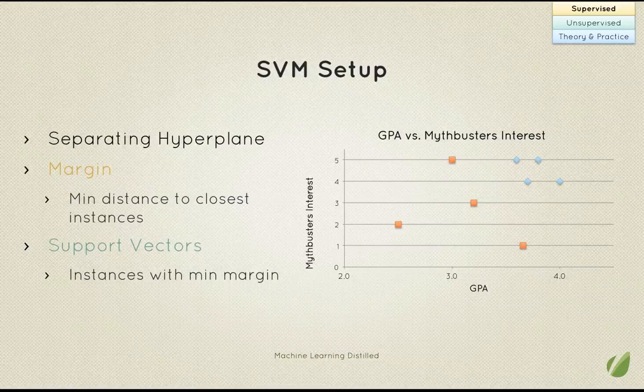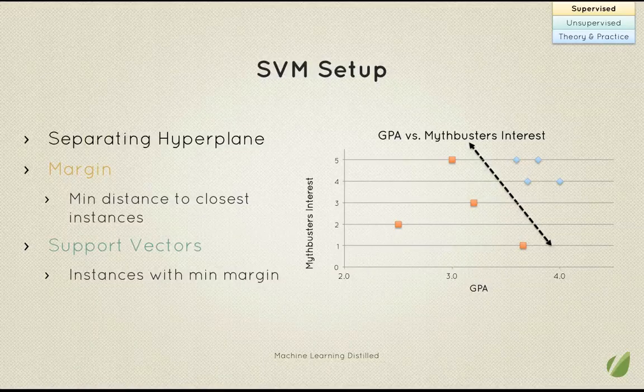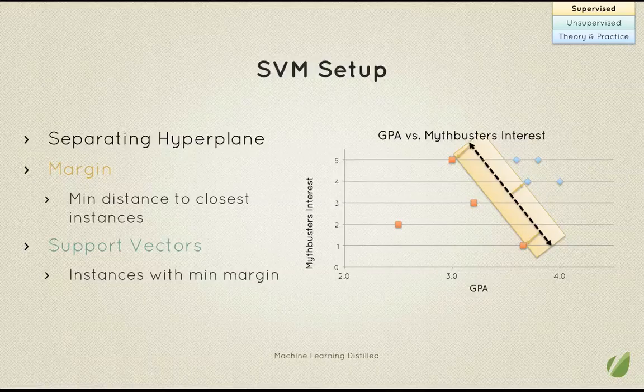So as we've already seen, the first element of the support vector machine is the separating hyperplane, which looks something like this. The next element is the margin. And the margin is the minimum distance to the closest instances to the separating hyperplane. So in this example, this is the margin, and you can see the distances shown with the yellow arrows. The support vectors are the instances that sit along this minimum margin area. So in this case, these 3 instances are the support vectors. We can imagine them supporting the margin, that is, supporting the hyperplane between the two classes.